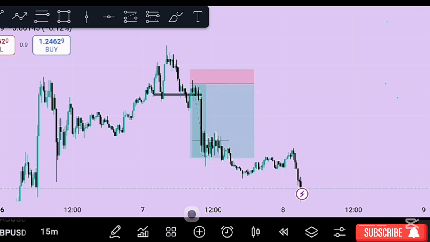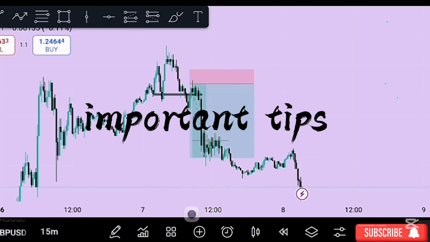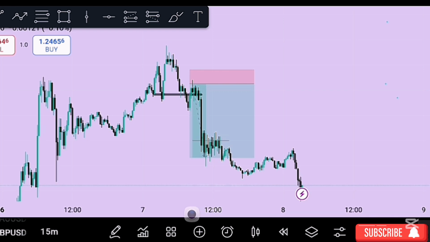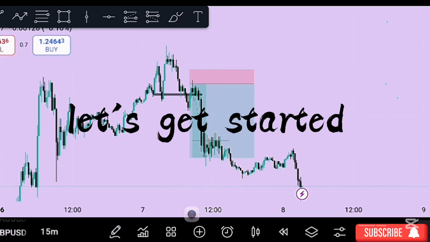Now this was a trade I took yesterday, on the 7th of January, on GBPUSD, and I'd love to share it with you because this is my A plus setup, A plus entry. This is what I look for every single time I go into the market. I'll be giving some important tips, so I urge you to stay till the end of the video so you won't miss any part. Okay, let's get started.